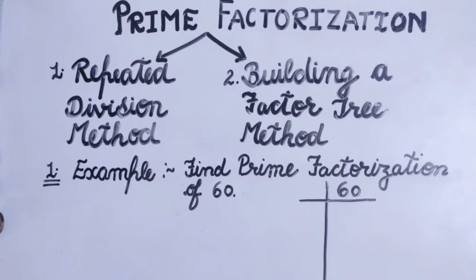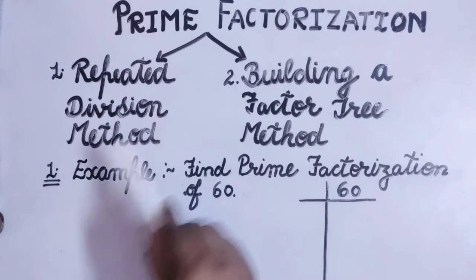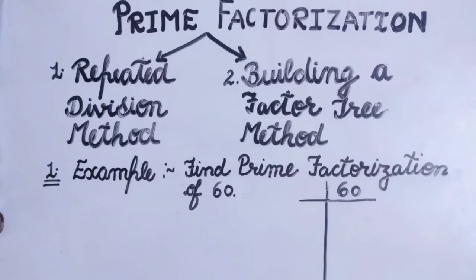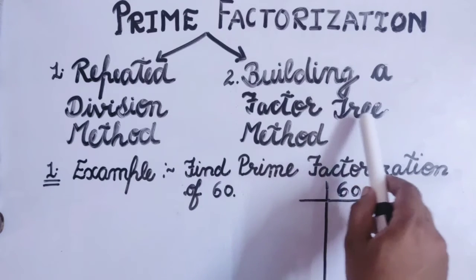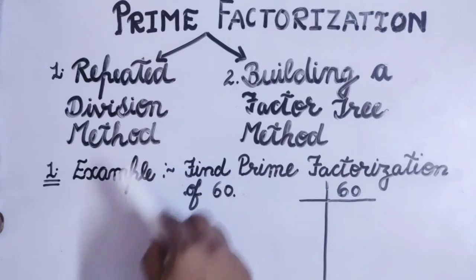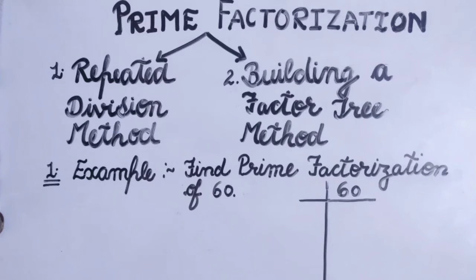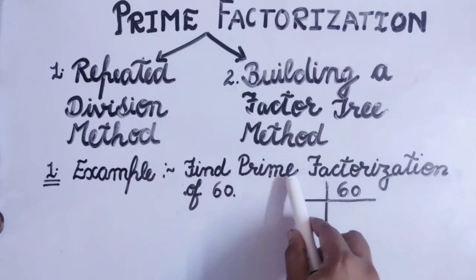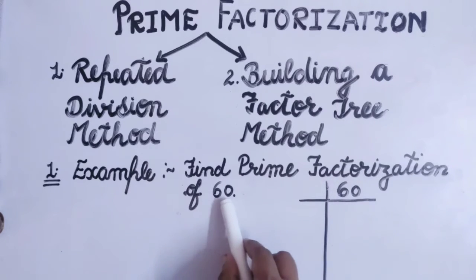Students, we have two methods of finding the prime factorization of a number. The first one is the repeated division method and the second method is the building a factor tree method. First of all we will discuss the first method, that is the repeated division method. Let us understand this method with the help of one example. The example is: find the prime factorization of 60.